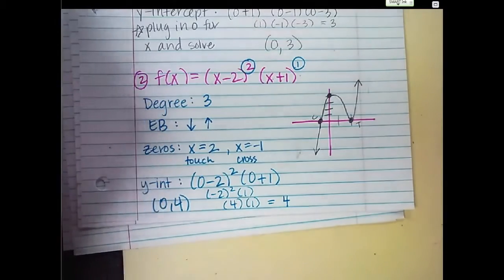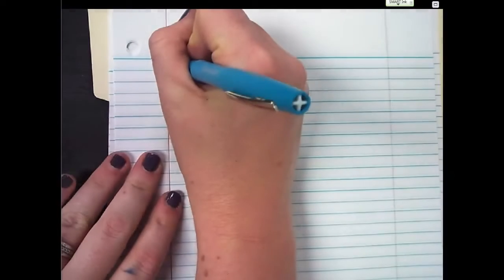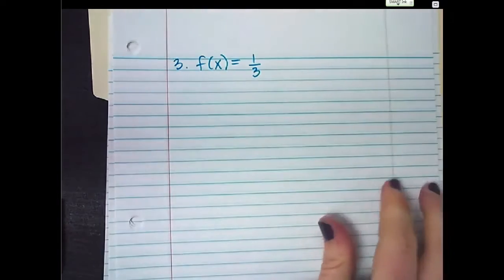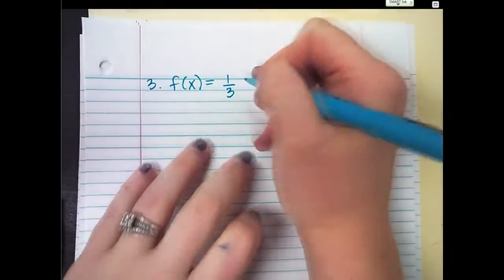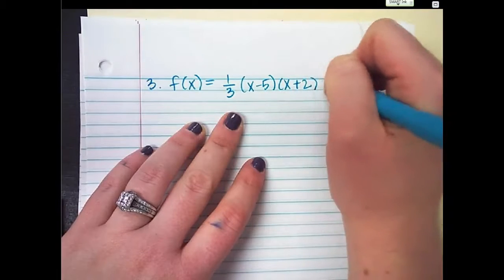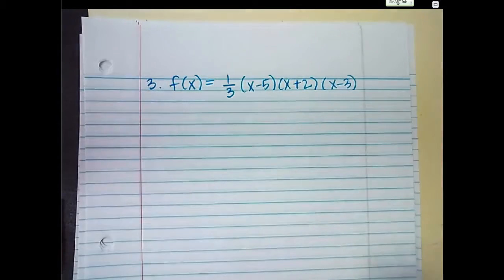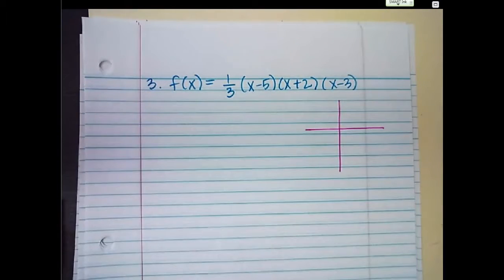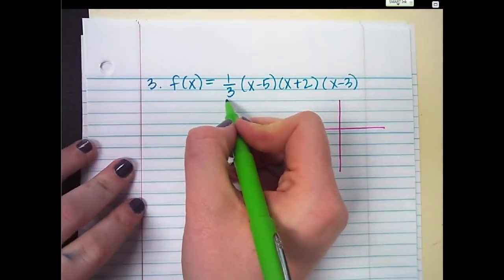All right, ready for another one? Let's have 2 more, I think. Okay, so this is going to have a different coefficient in front of it. We haven't had one with a coefficient in front except 1. So I have 1/3 times (x minus 5) times (x plus 2) times (x minus 3). It only affects one thing. I promise.